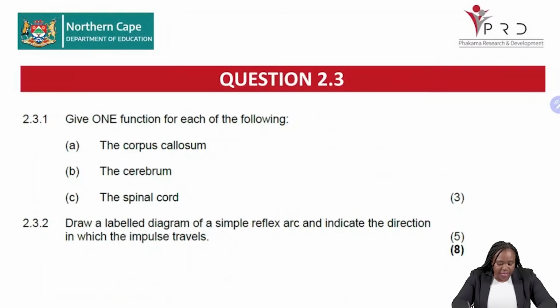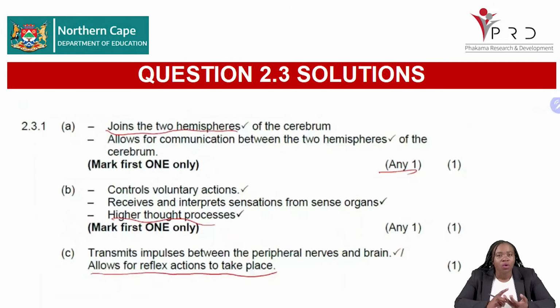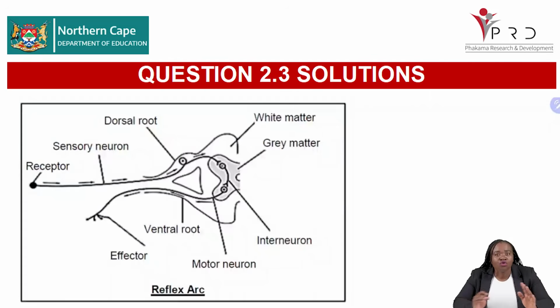2.3.2. Draw a labeled diagram of a simple reflex arc and indicate the direction in which the impulse travels. Right. So when we're talking about a reflex arc now, we are going to show our motor neuron, our sensory neuron, the dorsal root and the ventral root. We are going to show our connector neuron as well. And remember, when you draw this, it can be on the left side or the right side, whichever one you choose to draw, as long as it is clear which neuron is which. Now let's have a look at that.